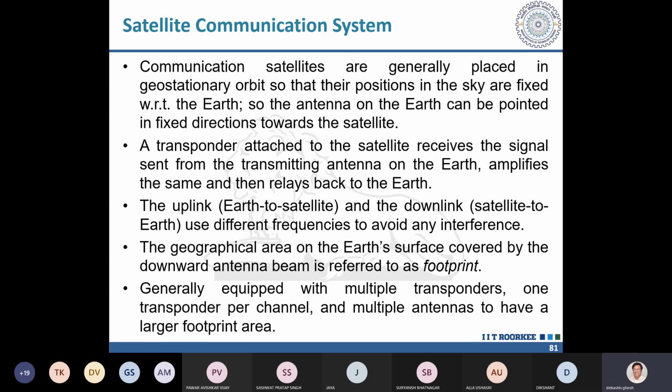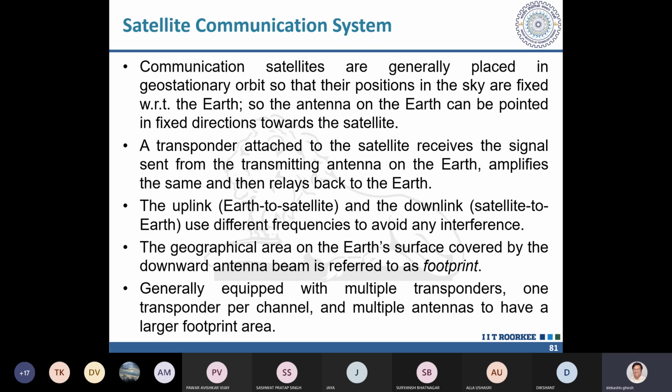And now, since the satellite is fixed in that position, our antenna is also fixed. If the satellite had been moving with respect to the Earth, then we would also have to keep moving the antenna in its direction. That is not practical. So that's why we generally use geostationary satellites.